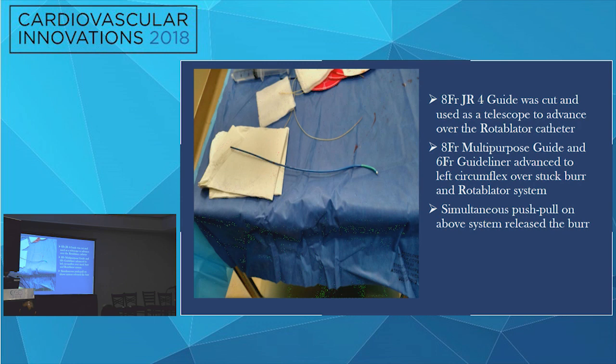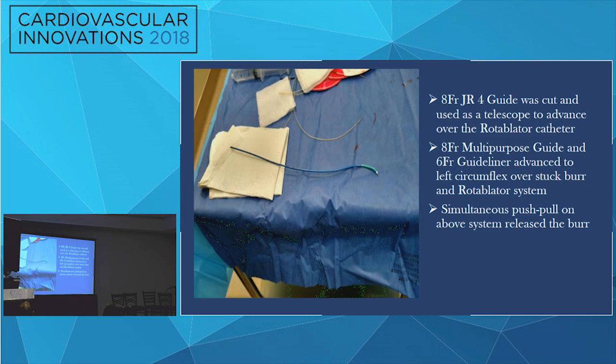With a J wire and the rota sheath, I advanced them all the way into the femoral artery, then pulled them out. At that time, I had the J wire and rota floppy sheath. After that, I used an 8 French multipurpose guide and advanced a 6 French guide liner inside this 8 French sheath. Then I used a body wire.